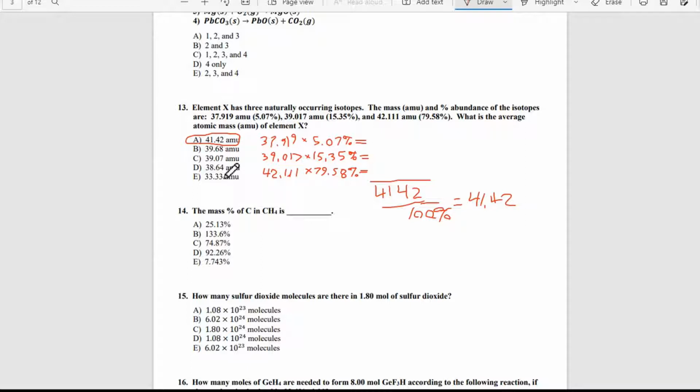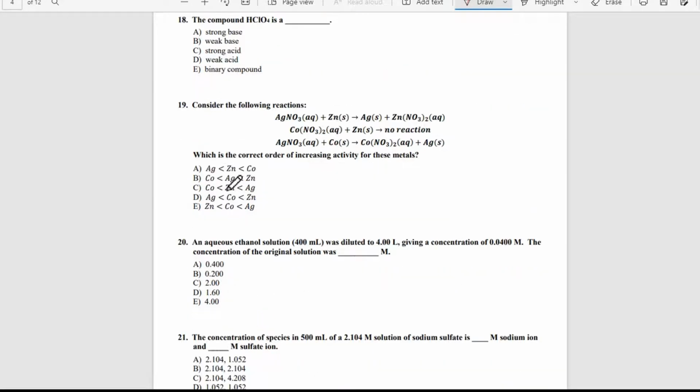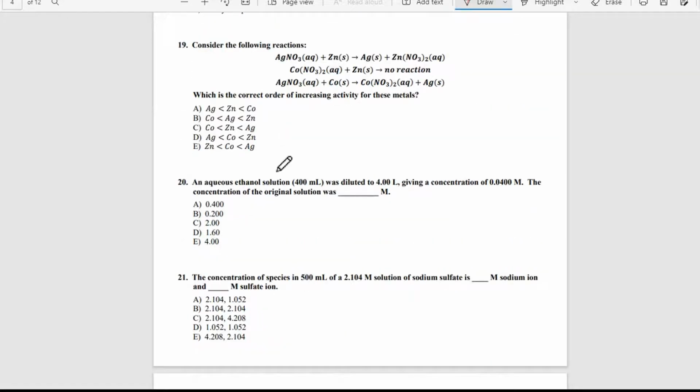Next question. 19. Okay. Now it says, consider the following reactions. Which is the order of increasing activity for these metals? Okay, so here's the thing about activity of metals. The most active metal wants to be charged, wants to be positively charged. When you talk about activity of metals, you're talking about the one that's most easily oxidized.